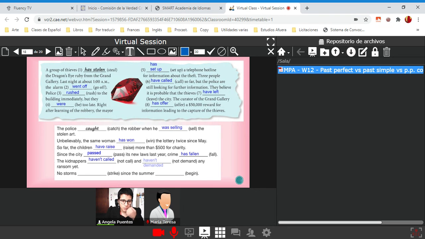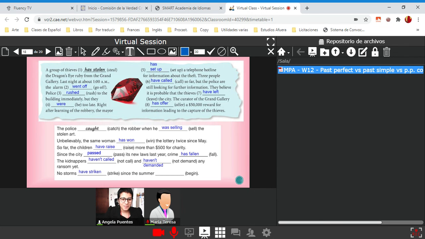Okay. What about the other one? I don't understand this phrase. Okay. The snowstorms. Ninguna tormenta. Strike es golpear. Las tormentas que golpean. No storms has struck. Very good. Pay attention because it's plural. Have. And what is the past participle of strike?